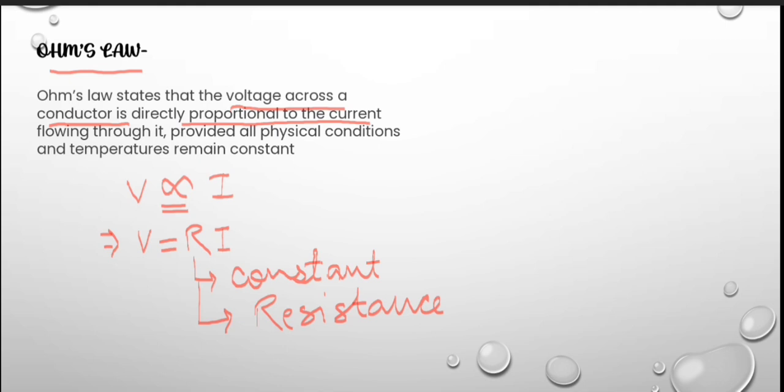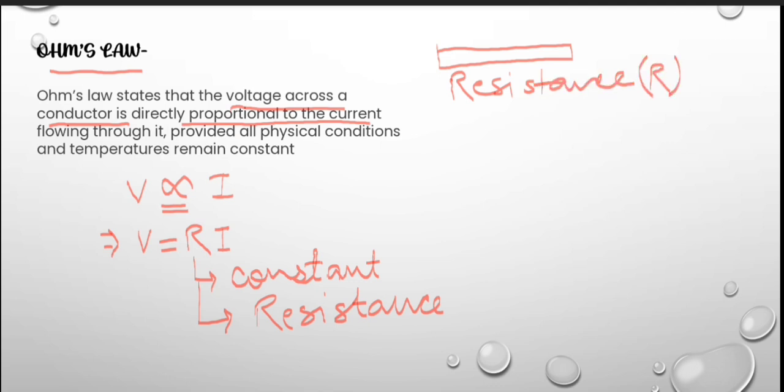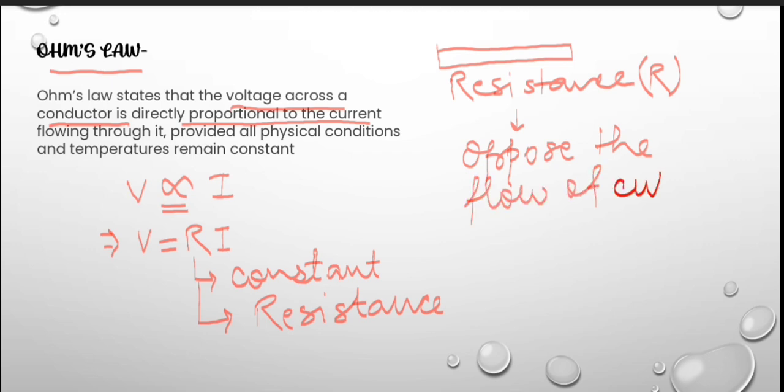Now students, this resistance is a characteristic of any conductor which opposes the flow of current. Suppose this conductor has resistance R, then it will oppose the flow of current. It will not stop the flow of current, but it will only oppose it.